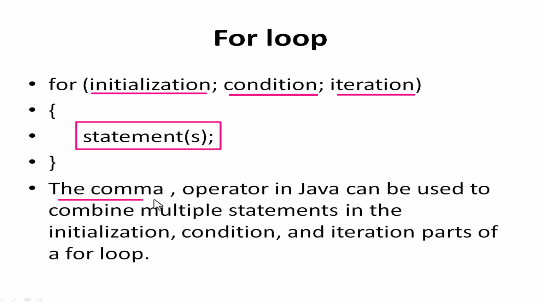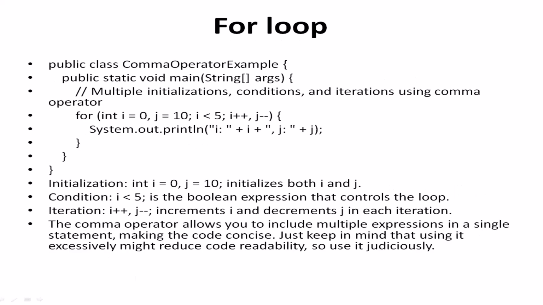So next, the comma operator in Java can be used to combine multiple statements in the initialization, condition, and iteration parts of a for loop. Here you have a for loop, and in this for loop you are going to use initialization, condition, and increment or decrement. Here we are using a comma operator. It allows us to include multiple expressions in a single statement. Within the single statement, you have assigned the two variables i equal to 0, j equal to 10. So two statements we have given, so that you have initialized two at once.